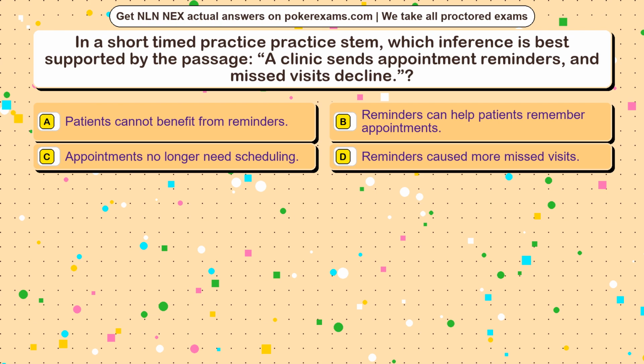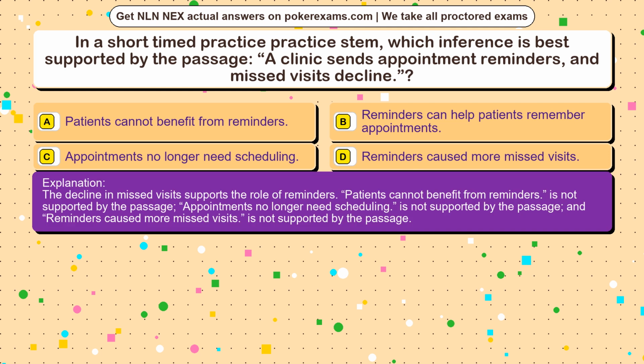The correct answer is option B. The decline in missed visits supports the role of reminders. Patients cannot benefit from reminders, is not supported by the passage. Appointments no longer need scheduling, is not supported by the passage. And reminders caused more missed visits, is not supported by the passage.